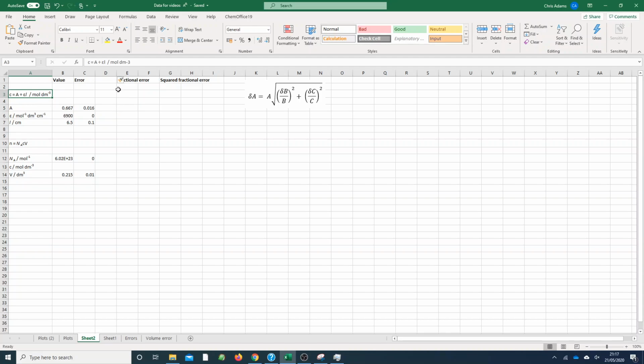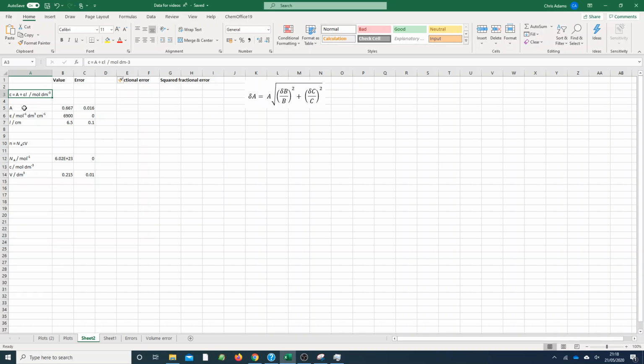So this cell here, A3, this is just the rearranged Beer-Lambert equation. C, the concentration, equals A, the absorption, divided by epsilon, which is the extinction coefficient, times the path length L. And I'm using a little divided sign in the middle there because I'm using the stroke to separate the units off on the right-hand side.